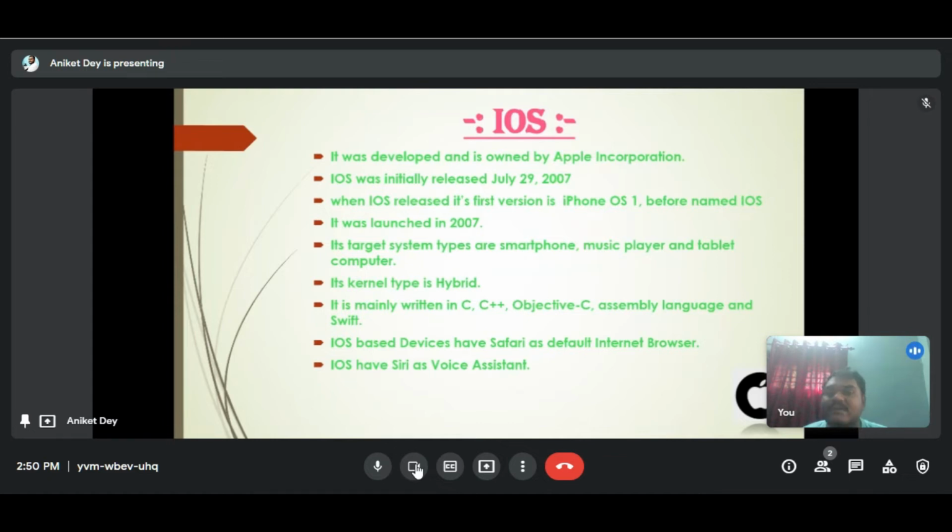The languages that are used to build iOS are C, C++, and Objective-C, and also other languages. iOS devices have Safari as their default browsing software, and iOS has a voice assistant called Siri.